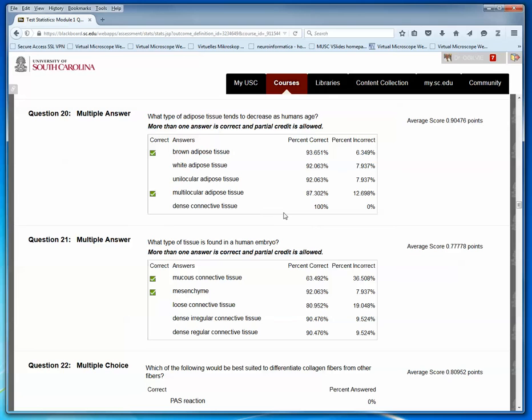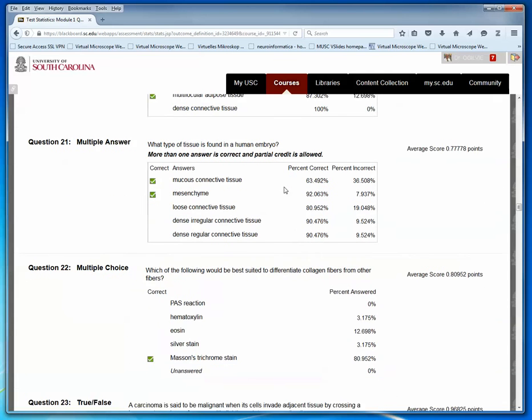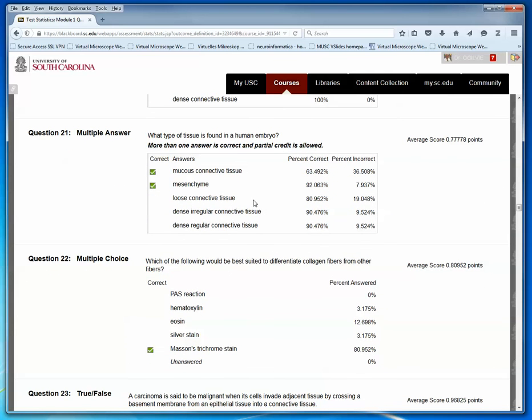Then brown and white adipose tissue. There are two names for brown, multilocular or brown. You should know those. What type of tissue in the human embryo? It could be either mucous connective tissue or mesenchyme, but not loose connective. These are all adult connective tissue terms.